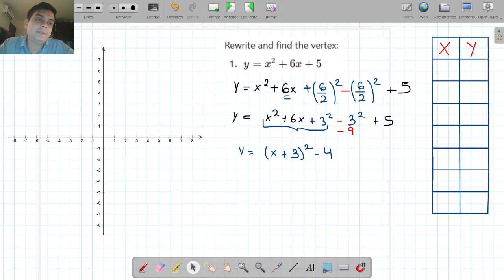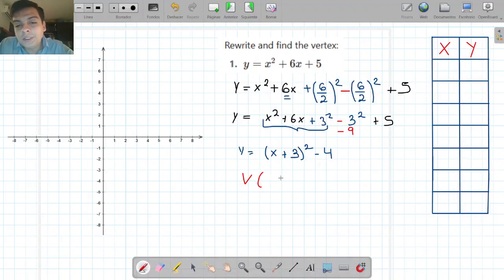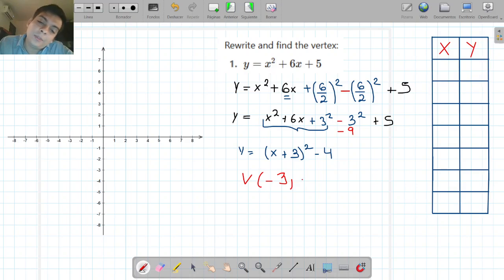So in this case, the vertex is going to be, please be careful, here it says that we have to change the sign. This is minus h, and here is positive h, which means these two are the opposite sign. So here I have to change the sign to minus 3, and here I just copy the same number, minus 4. This is the vertex.